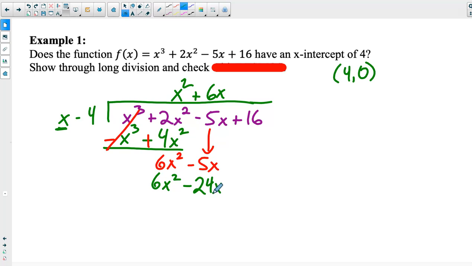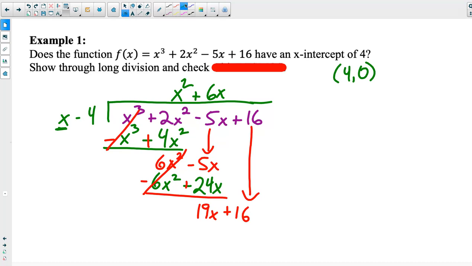What do we do? Subtract. So I flip my signs. Cancels out. If this doesn't cancel out, you did something wrong. So there's lots of little hints to tell you what's going on. So that cancels out, and then this becomes 19x. So I drop the 16 down. What am I going to multiply by to get 19x? Just 19. Yeah, just 19.